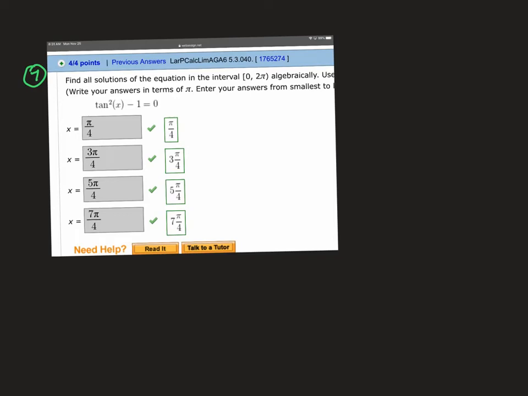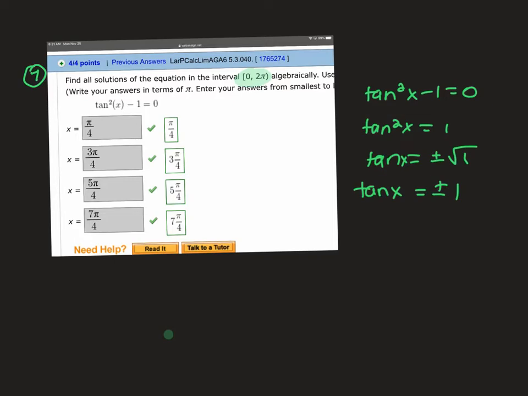This one, 7, said find all the solutions on the interval again, 0 to 2 pi. So this time it says tangent squared x minus 1 equals 0. Tangent squared x would equal 1. Tangent of x would equal the square root of 1 with the plus and minus in front of it. So we're looking for everywhere tangent is positive or negative 1 on that unit circle. This is all the over 4s. So pi over 4, 3 pi over 4, 5 pi over 4, and 7 pi over 4. Don't forget your plus and minus.